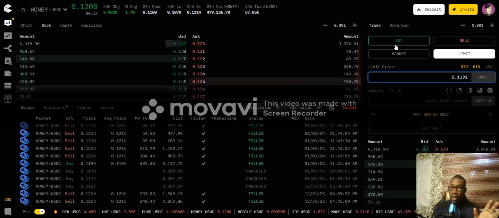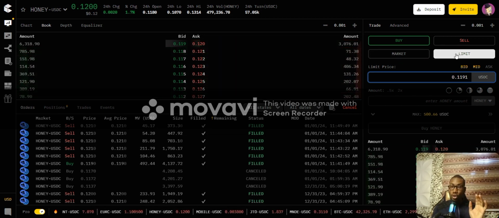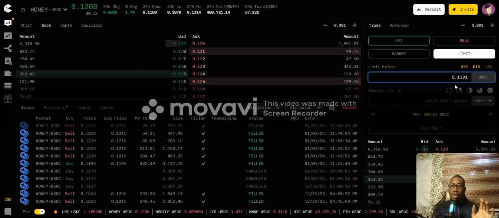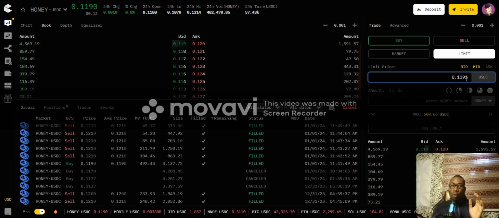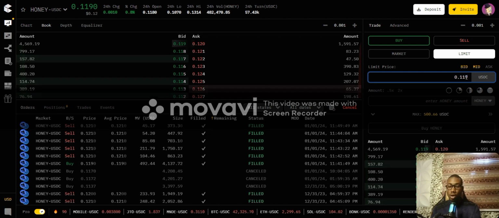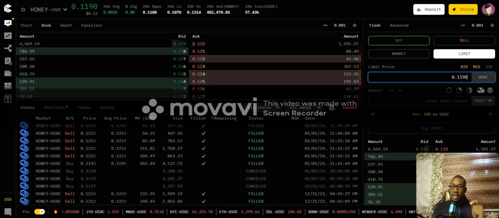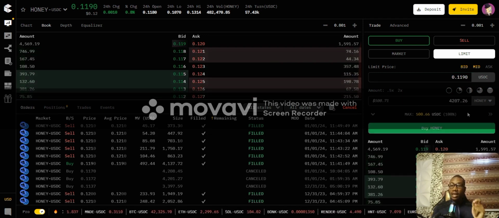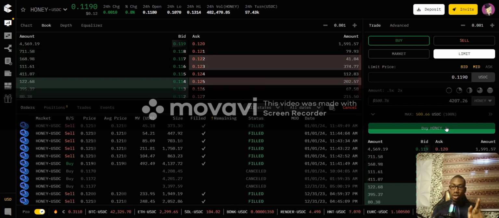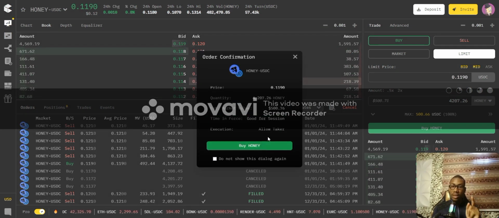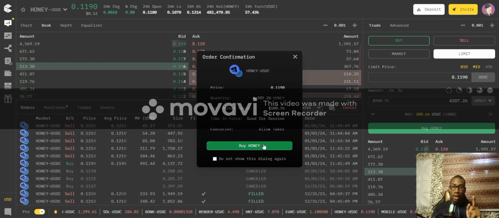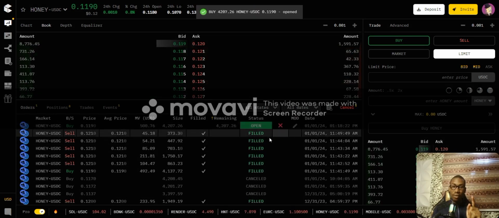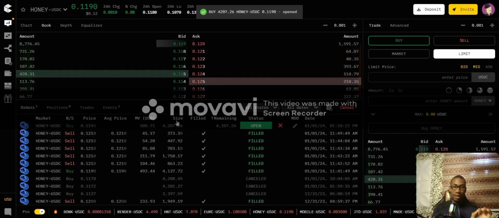I can place my buy order, as you can see. Look at my buy order, make sure it's on limit, and I want the limit to be at 0.1191. Okay, when it gets to 0.1191 or 0.1190, then this order is going to execute. So I'm placing a buy order of over $500 of honey at 0.1190, as you can clearly see right now.